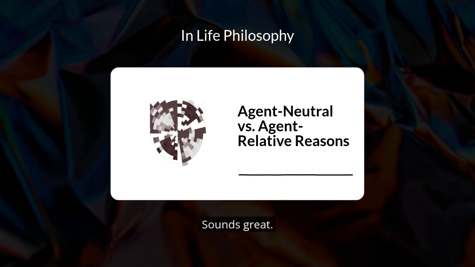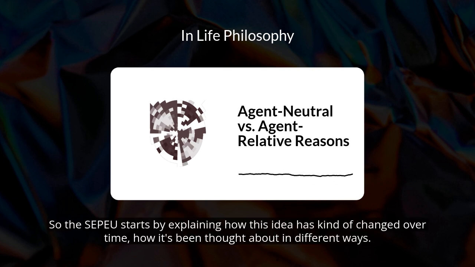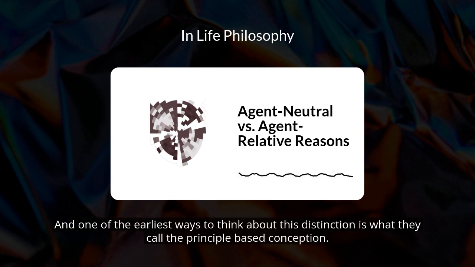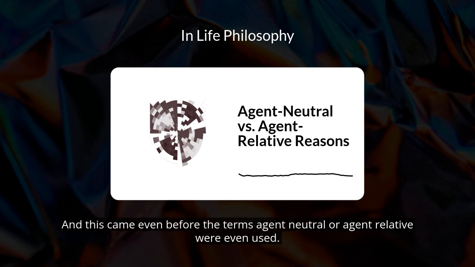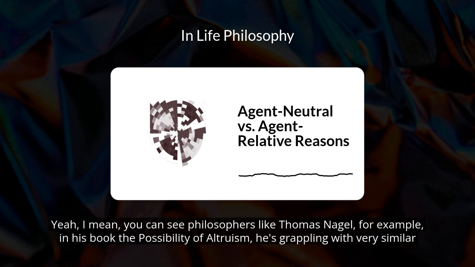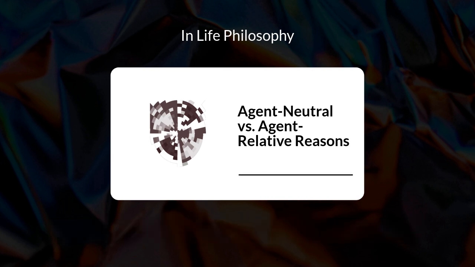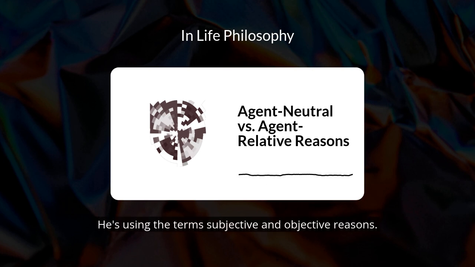The SEP starts by explaining how this idea has changed over time, and how it's been thought about in different ways. One of the earliest ways to think about this distinction is what they call the principle-based conception. This came even before the terms agent neutral or agent relative were used. You can see philosophers like Thomas Nagel, for example, in his book The Possibility of Altruism, grappling with very similar ideas, but using different terms: subjective and objective reasons.